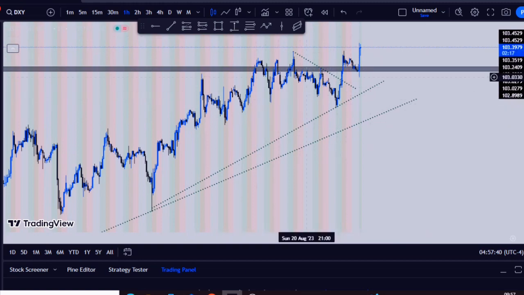You know how I analyze my support and resistance. If you have been watching me, that's very simple. I start from the monthly down to the daily and the 4 hours. So right here, you can see what happened yesterday and today.